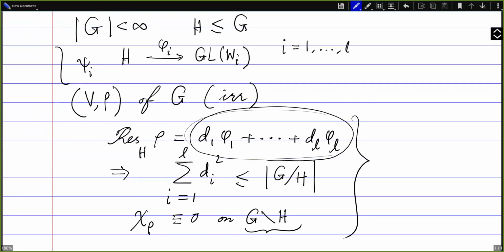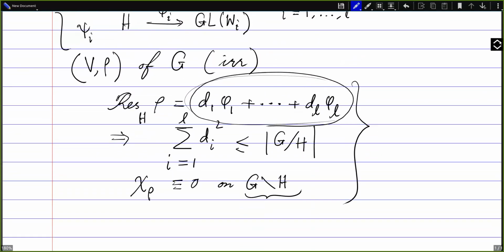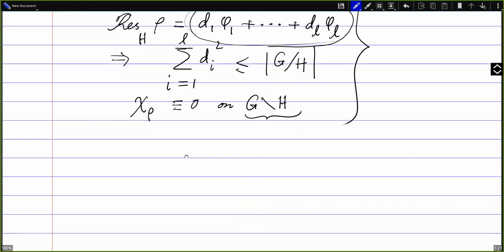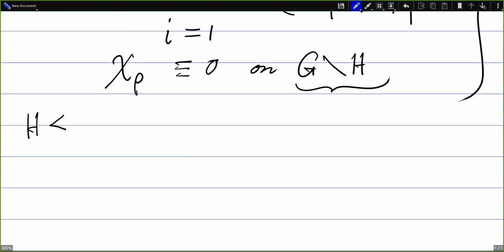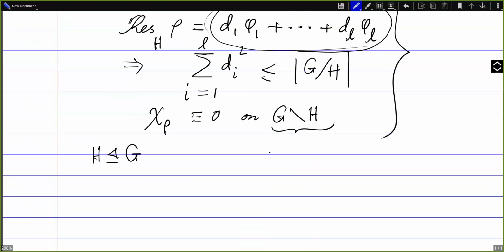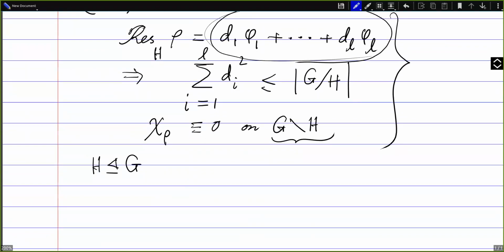So today what we are going to see is that in the very special case when H is normal in G, then indeed we can say something more, actually a lot. In this expression, first of all, for the i such that d_i is non-zero, the dimension of phi_i will be the same. First we will see that.